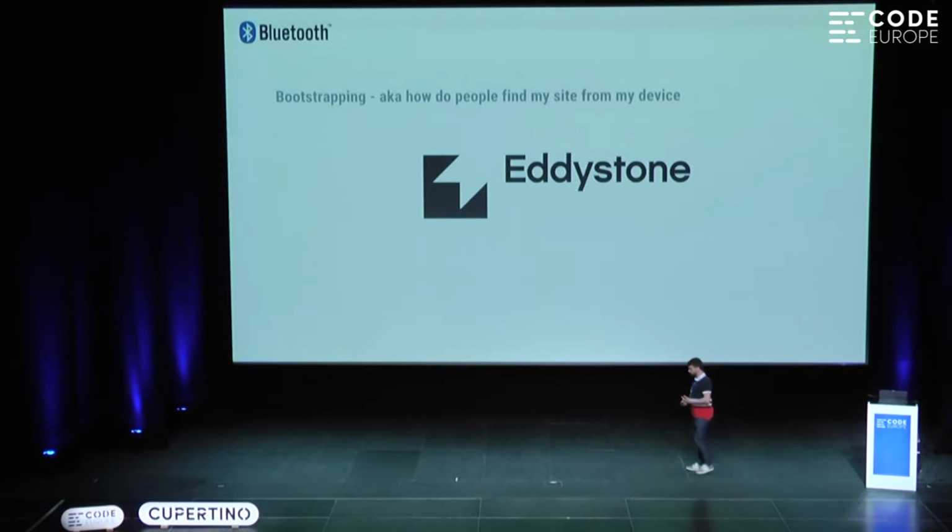But we were talking about this beacon functionality before. And Google was thinking, this is pretty cool. Wouldn't it be cool if a device could broadcast its own app, its own web URL? So they worked on something called Eddystone.